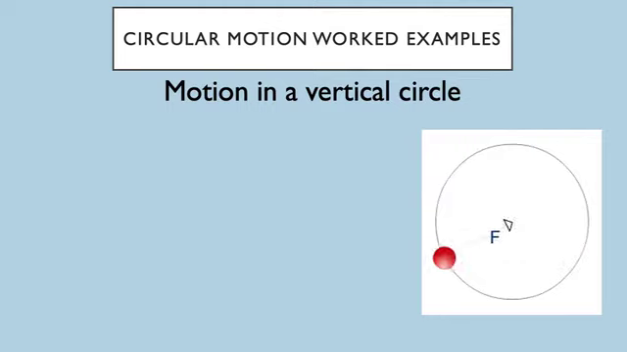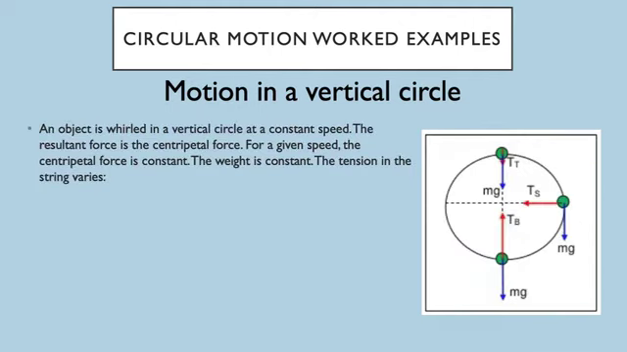So let's have a look first at motion in a vertical circle. So here I've got an object that's going round and round in a circle. It's got its centripetal force going towards the centre of the circle. Let's have a look at that and analyse that a little bit further. So if an object is whirled in a vertical circle at a constant speed, then the resultant force is the centripetal force. For a given speed, the centripetal force is constant. The weight is going to stay constant and the tension in the string will vary.